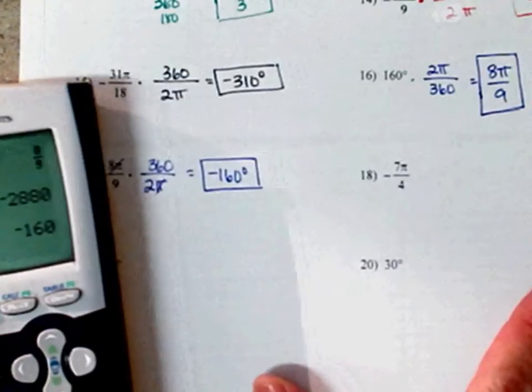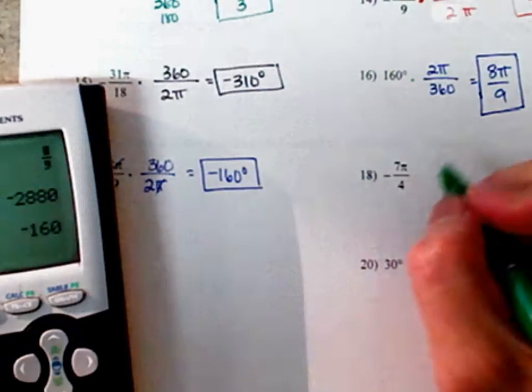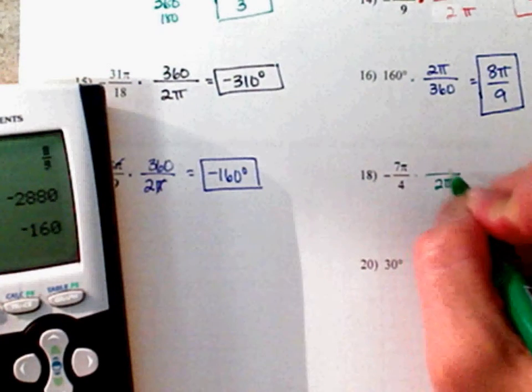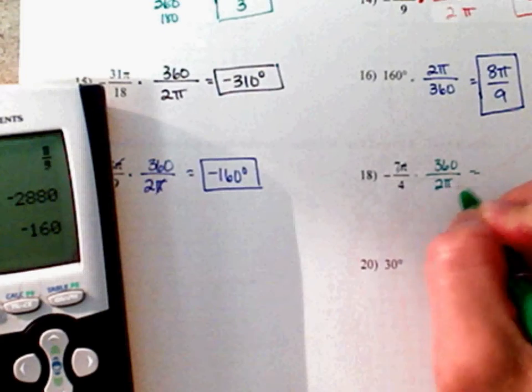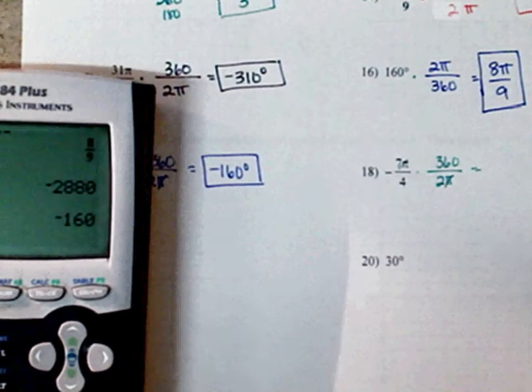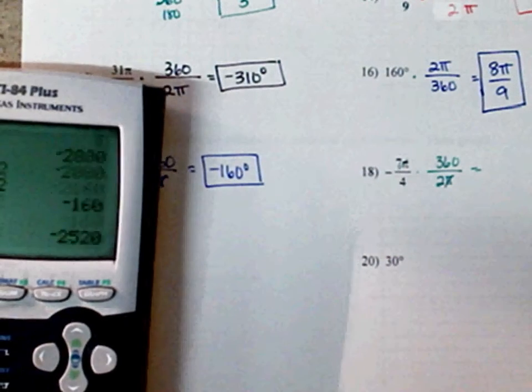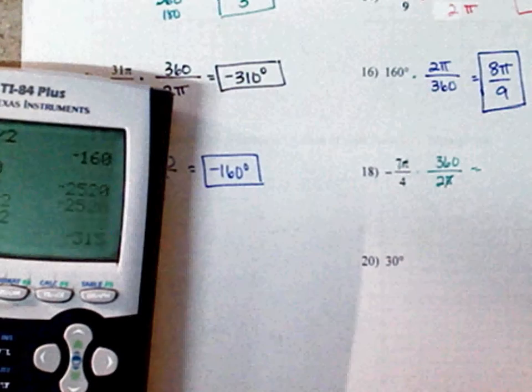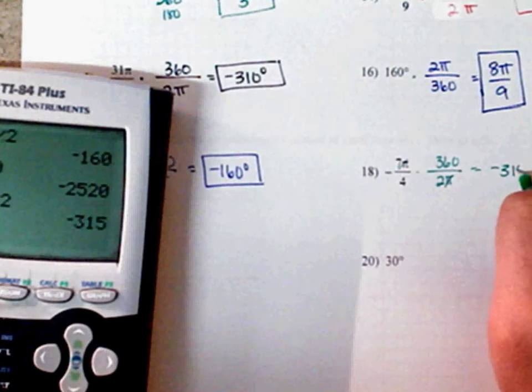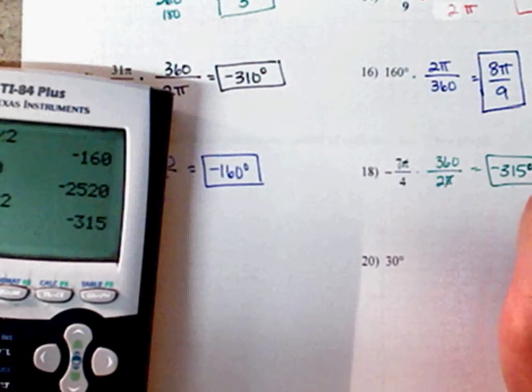Number 18. I have radians. Let's convert this to degrees. So 2 pi is equal to 360. Cancels out. So you have negative 7 times 360 divided by 4 divided by 2. And that's the same thing as negative 315 degrees. Don't forget your degree symbol. Okay?